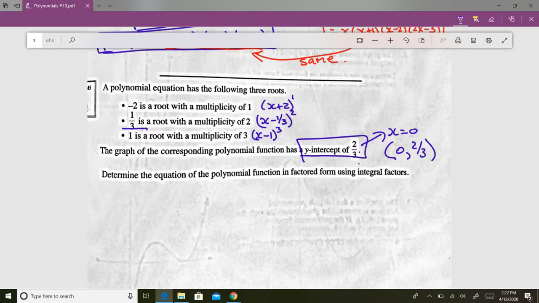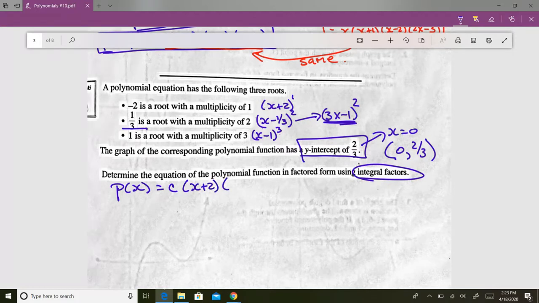Determine the equation of the polynomial function in factored form using integral coefficients. So like I said in the one above, as soon as you see the integral thing, rewrite this as 3x minus 1 all squared. Again, you could use this and go through what we did. It's even slightly more complicated if you do it that way with a squared, but you can do it. This will make your life a little easier. All right. So we write out the polynomial. Put in our leading coefficient that we're trying to find, c, times x plus 2, 3x minus 1 squared, x minus 1 cubed.